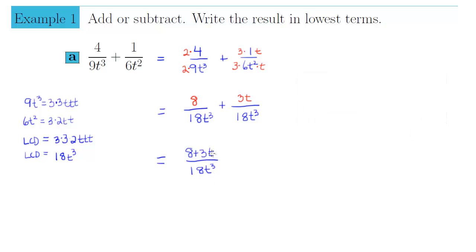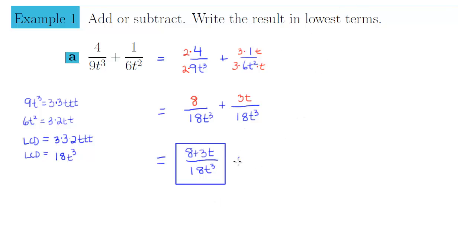Observe 8 and 3t are not the same. They're not like terms. Therefore, they can't be added. So this would be your final answer: 8 plus 3t over 18t cubed. There's nothing that factors out, so there's nothing that will cancel.